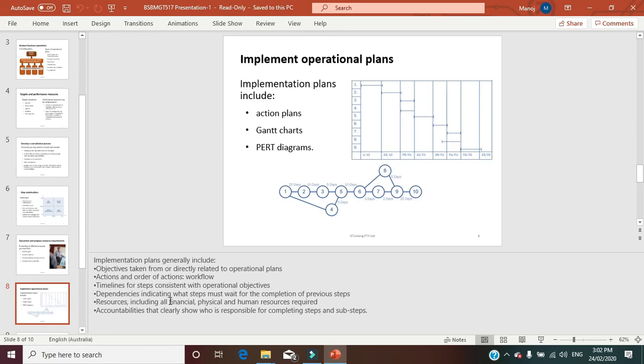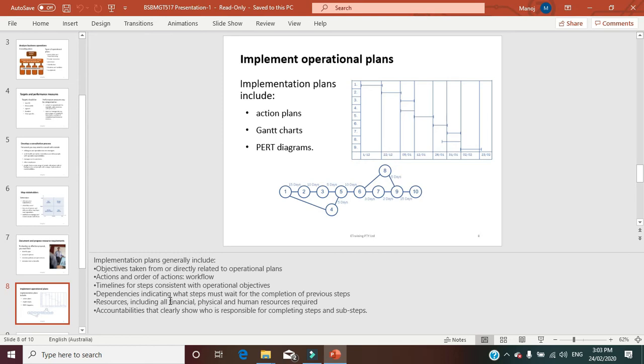So implementation plans generally include objectives taken from or directly related to the operation plan, actions and order of actions, okay, which is the workflow plan, day-to-day work operation plan, from 9 to 5 p.m., who is going to do what. And you also need to allocate the positions, which kind of human resources will do what as well, and timelines to stay consistent with operational objectives as well.